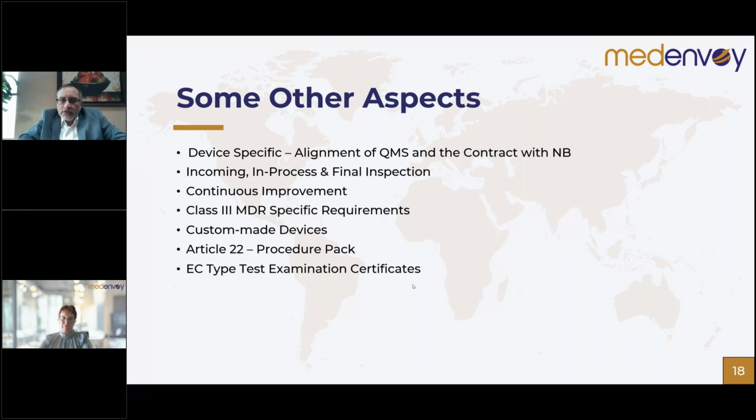Some elements that we have not covered today are incoming and final inspection and some continual improvement aspects. Again, 13485 is one of the frameworks that we use. Some class 3 specific requirements like SSCP we haven't covered because of time constraints. We haven't covered custom-made device requirements, Article 22, procedure packs, and type examination certificates. They are becoming a lot rarer. They are possible, but it's not a prevalent route that manufacturers take, so therefore we haven't covered them.